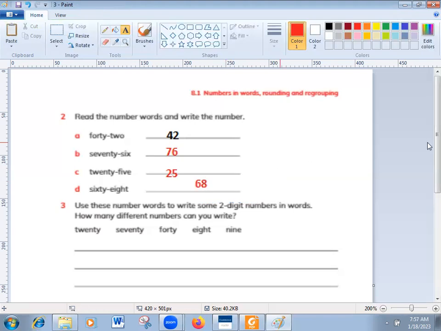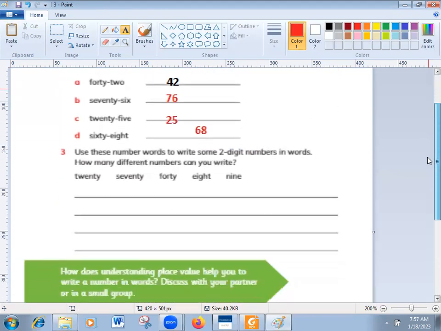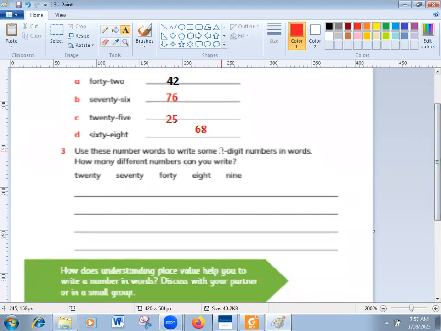Everyone understand? Okay, moving on to the third question. Use the number words to write some two-digit numbers in words. How many different numbers can you write? 20, 70, 40, 8, 9. So what we have to do is use these number words and write two-digit numbers in words.